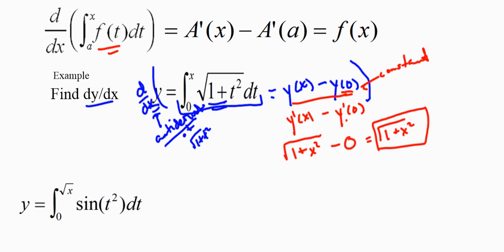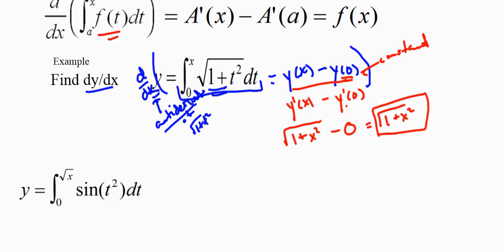Let's go through another one. Applying the same thing, this one changes a little bit. Unlike the previous one, if you notice, we have a different upper limit of integration. We're going to start the same way. Y equals the integral from 0 to the square root of x of sine of t squared dt. Y is the antiderivative of sine of t squared, because that's what the integral does. The integral gives us the antiderivative, which is the area under the curve. So we should have y of the square root of x minus y of 0, if we did the fundamental theorem of calculus. Upper limit minus lower limit, that's what we got.